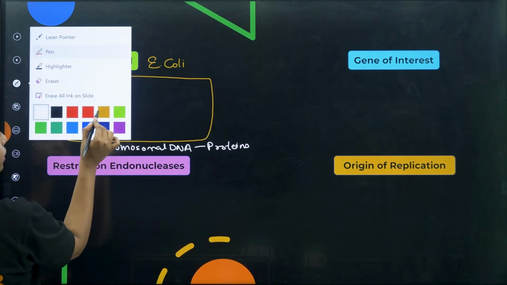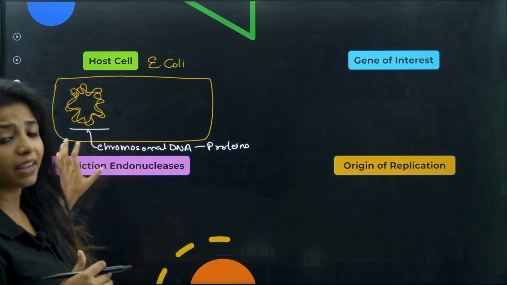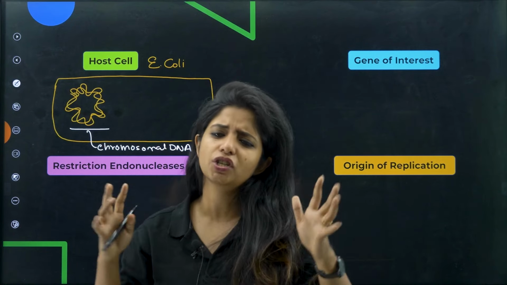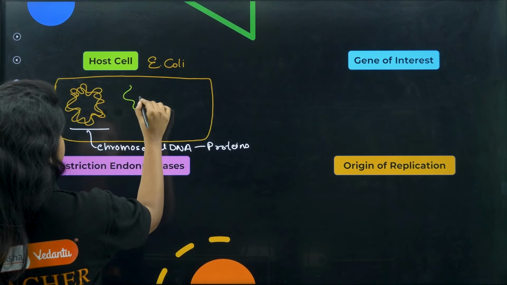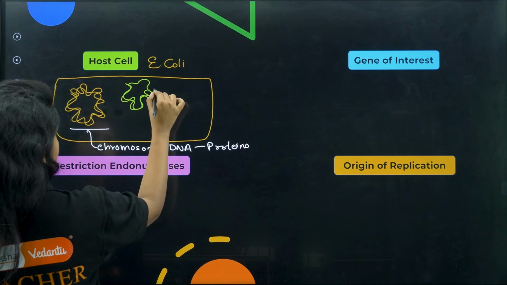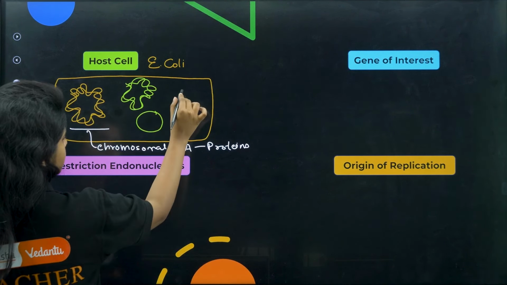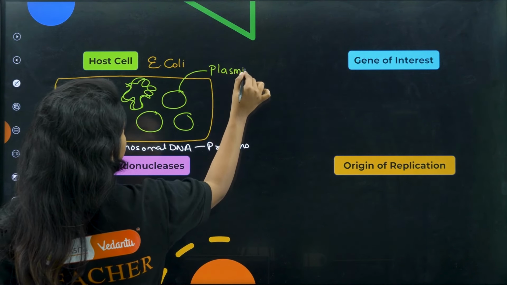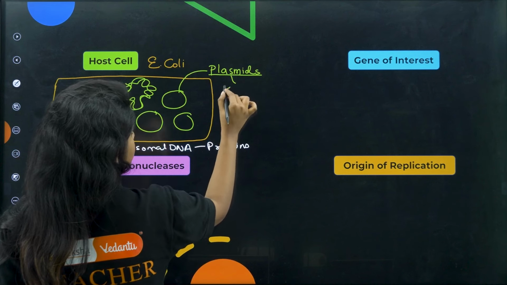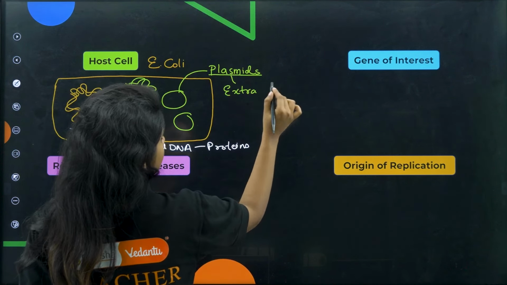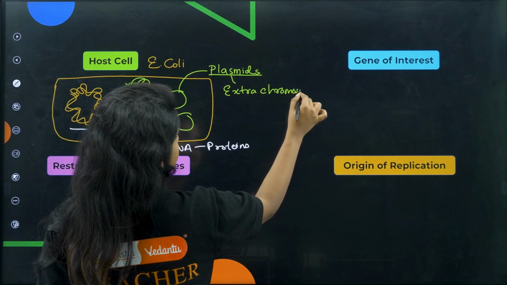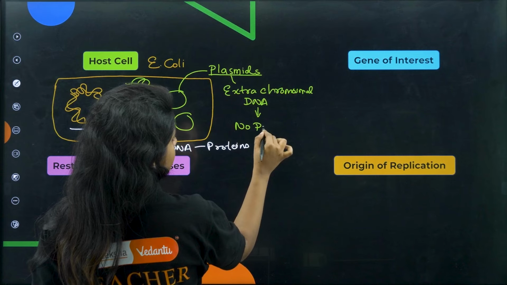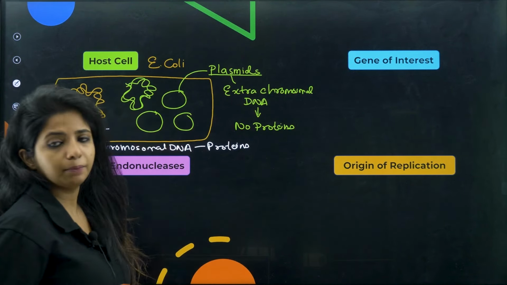Now, apart from this, there is a unique feature about prokaryotes. They also have certain extra chromosomal DNA, that is extra DNA, which is not of much use. They do not code for proteins and stuff like that. They're just there. And they are also circular in nature. So this I made like this, but the rest I'm making like this. And what do you call them, children? You call them plasmids. Plasmids are extra chromosomal DNA. Do they code for proteins? No. They do not code for any proteins. Fine. So they are also there.